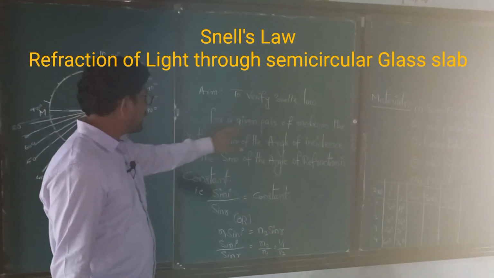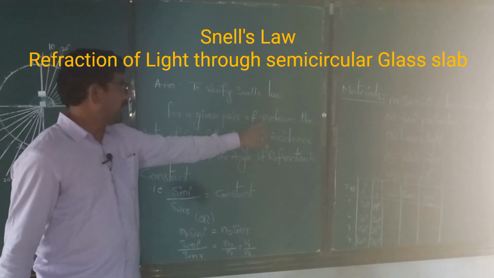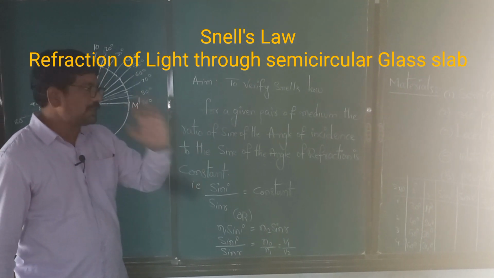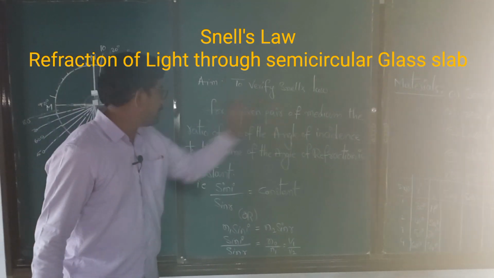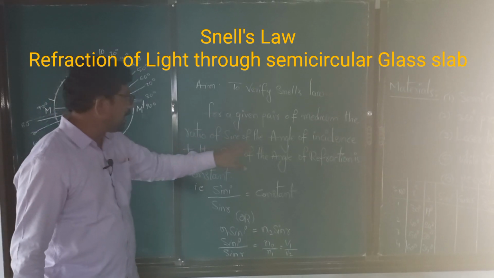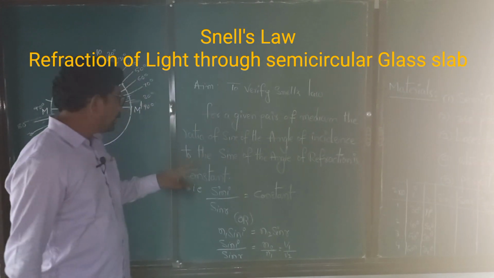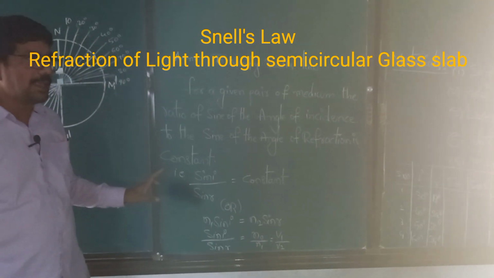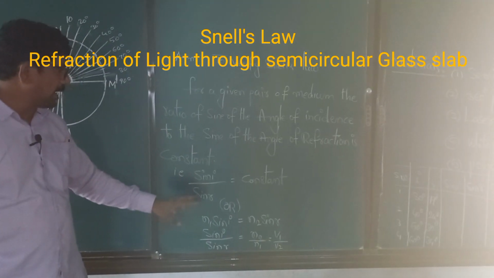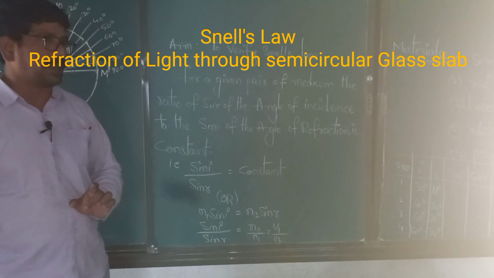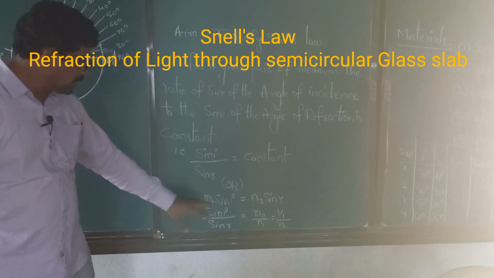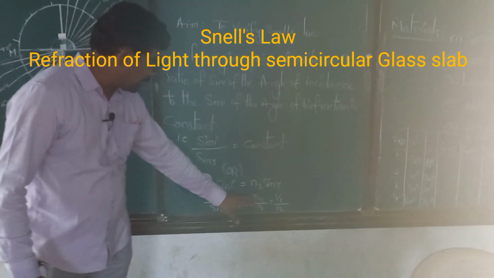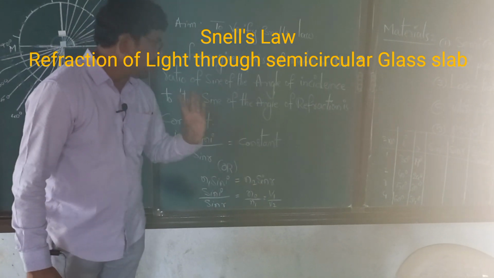For a given pair of media, here one is air and another one is glass, the ratio of the sine of the angle of incidence to the sine of the angle of refraction is constant. That is, sin i by sin r is equal to constant. So n1 sin i is equal to n2 sin r, or sin i by sin r is equal to n2 by n1, which is equal to v1 by v2.